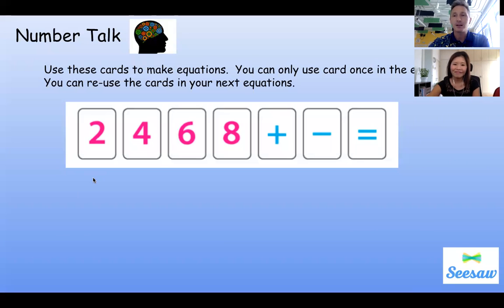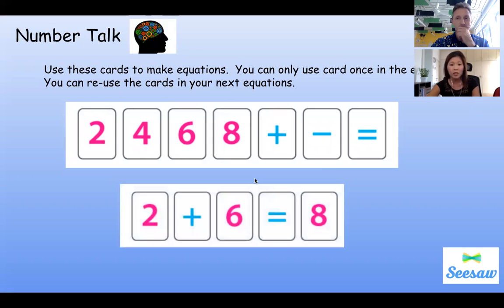Here we go, quick number talk. All right, so it says here, use these cards to make equations. You can only use a card once in the equation, but you can reuse the cards in your next equation. So we'll show you an example. So you have these cards, 2, 4, 6, 8, plus, minus, and equal. And we want you to write down as many equations as you can, just like you see in the example there. You don't have to use all of them together, but like 2 plus 6 equals 8. Can you write down as many equations?